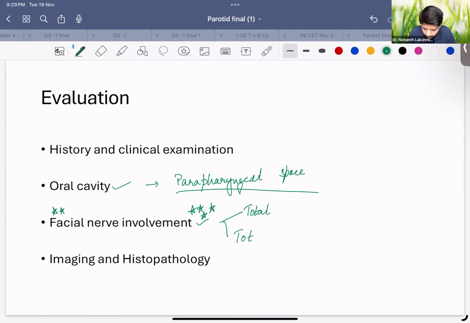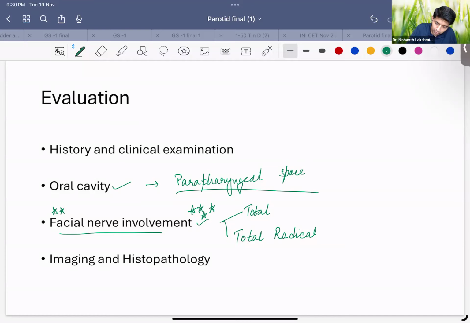Exactly. So there's something called a total parotidectomy and there's something called a total radical parotidectomy. I'll just quickly run through it. Total means superficial and the deep lobe without the facial nerve. Total radical means superficial, facial nerve, deep lobe. Everything is taken off.